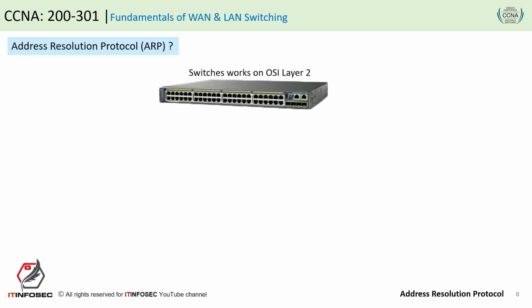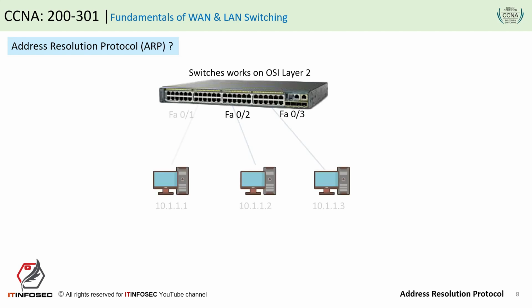Well, let's see what happens if we use layer 2 switches. Again, we have three computers: computer A, B, C, 10.1.1.1, 10.1.1.2, and 10.1.1.3. These computers are connected to FastEthernet 0/1, 0/2, 0/3. This is the layer 2 switch, for example model number Cisco 2960.